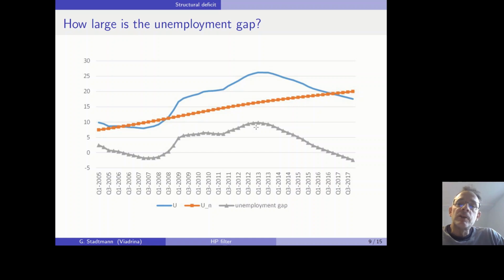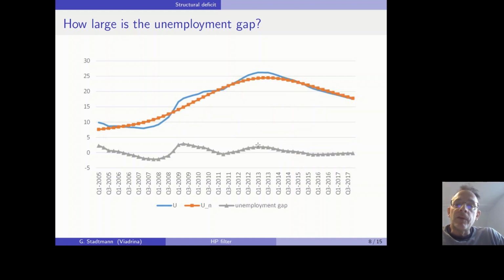And in this situation, of course, the Spanish government should be allowed to perform an expansionary macroeconomic policy. However, in the other case, it seems that the increase of the unemployment rate is predominantly caused by a change in the natural rate, so that the unemployment gap is minor. And in this case, the Spanish government should not be allowed to perform an expansionary fiscal policy, but should conduct structural reforms of its economy.